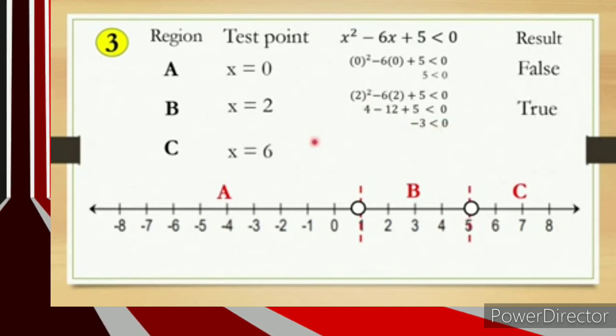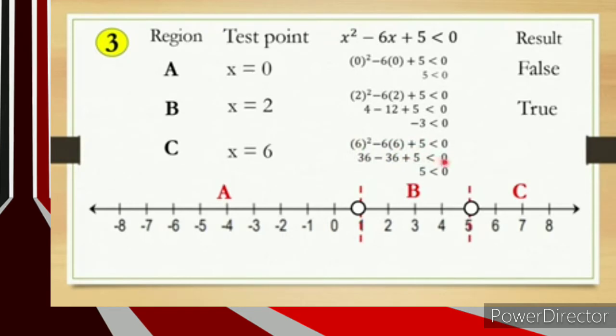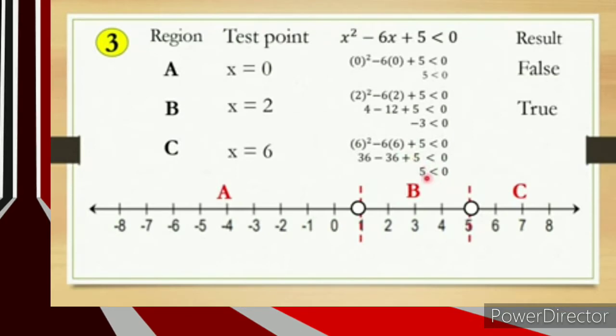Let's try x equals 6 on the part of region C. x squared minus 6x plus 5 is less than 0. Then substitute. So 6 squared minus 6 times 6 plus 5 is less than 0. Then simplify. 6 squared equals 36 and negative 6 times 6 equals negative 36 plus 5 is less than 0. Then 5 is less than 0. The result is also false, meaning all the points in region C are not part of the solution set.